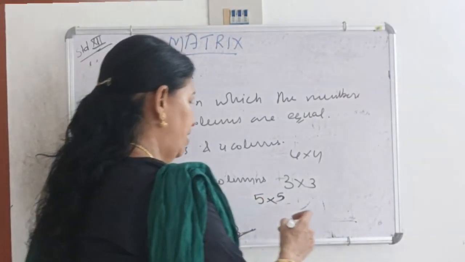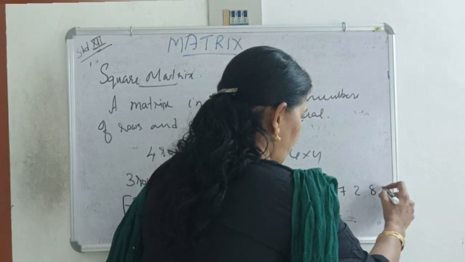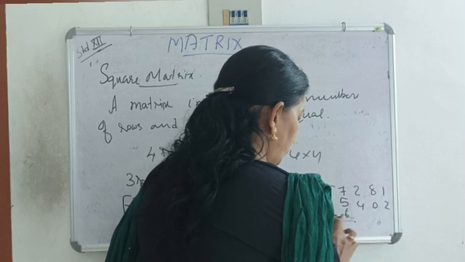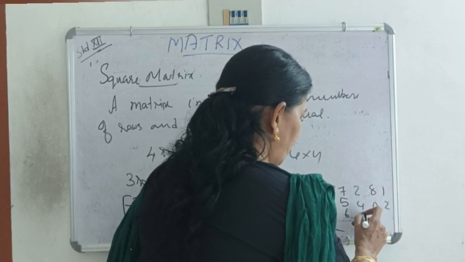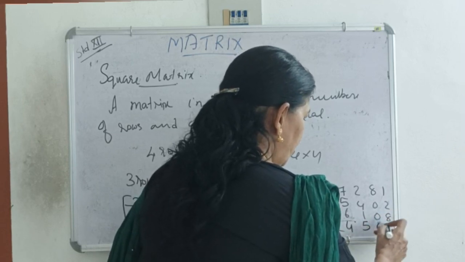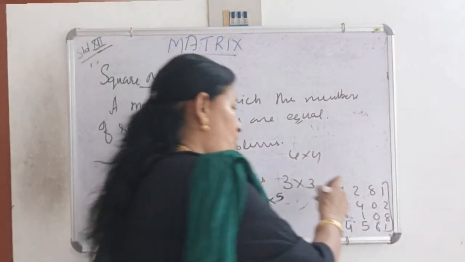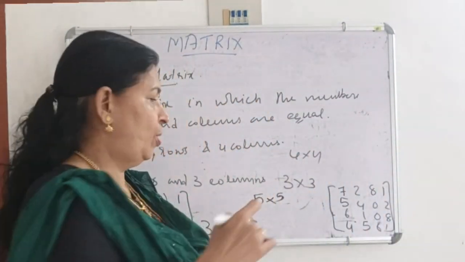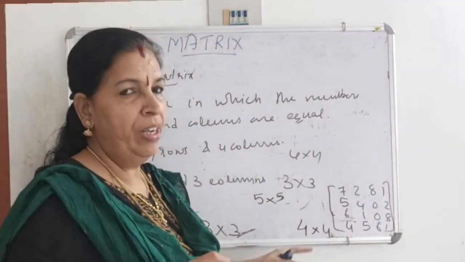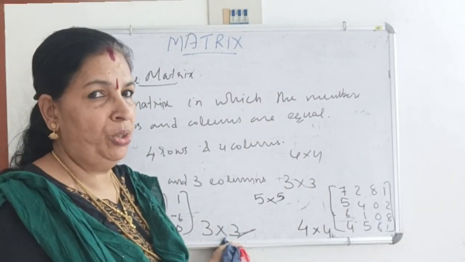Then consider another matrix: 8, 1; 5, 4, 0, 2; 6, 1, 0, 8; 4, 5, 6, 1. Then this is in the form of a square. That is 4 rows and 4 columns, and the order of this matrix is 4/4. A matrix in which the number of rows and number of columns are equal is known as a square matrix.